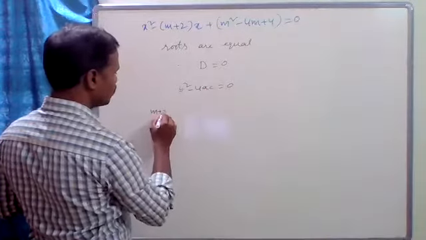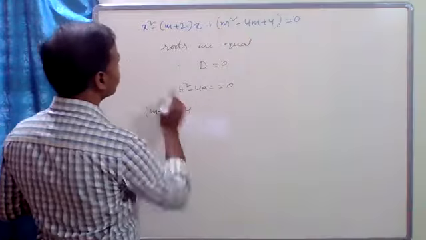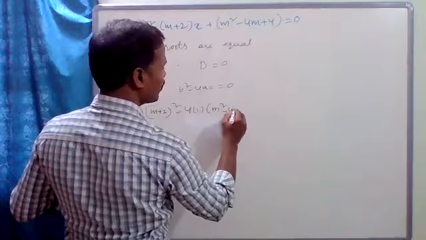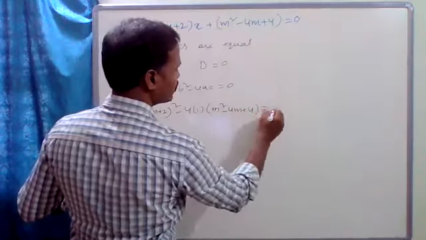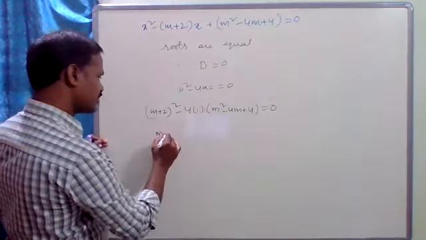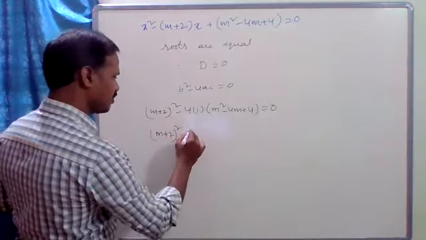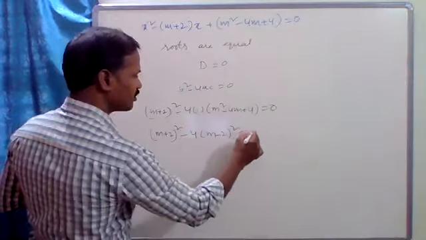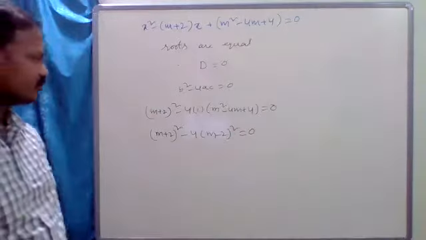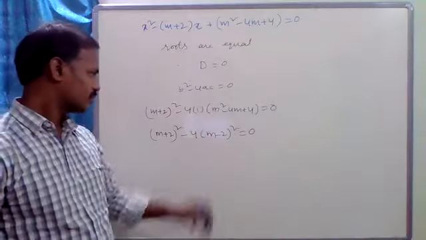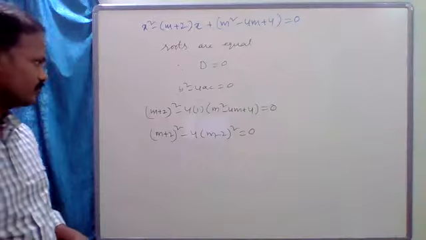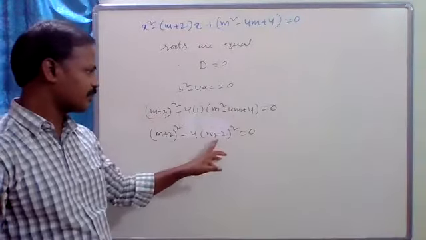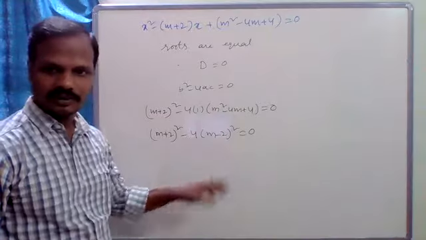So (m plus 2) whole square minus 4, with a value 1 and c value m square minus 4m plus 4, equal to 0. Now this is (m plus 2) whole square minus 4 into what? This is (m minus 2) whole square equal to 0. Is it correct? So m square minus 4m plus 4 is (m minus 2) whole square.